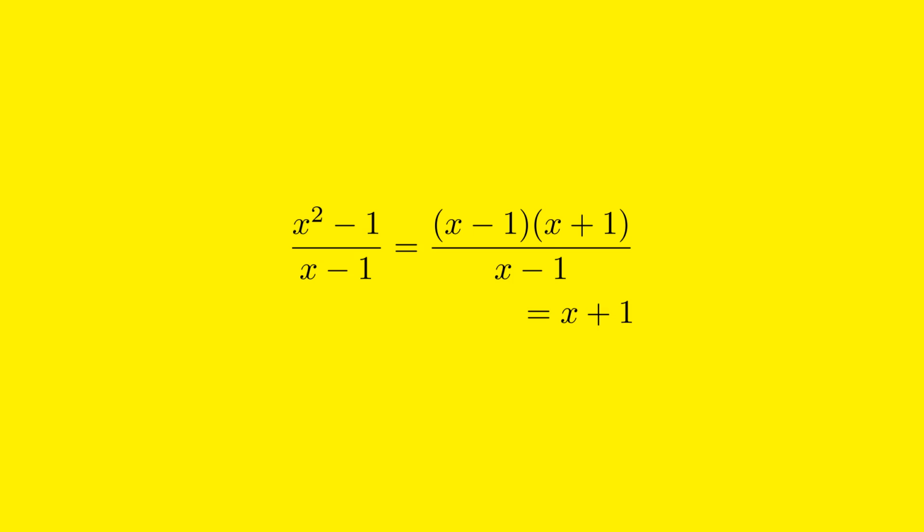In this step, we will cancel out the common factor to simplify the expression. Canceling the common factor of x minus 1 in both the numerator and the denominator, we are left with x plus 1. Therefore, the simplest form of the rational expression x squared minus 1 divided by x minus 1 is x plus 1. This final step completes the process to reduce the rational expression to its lowest terms.